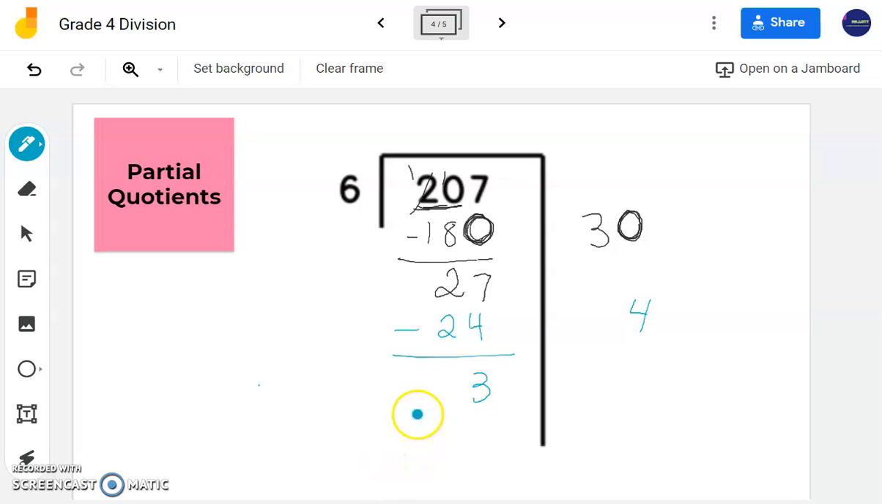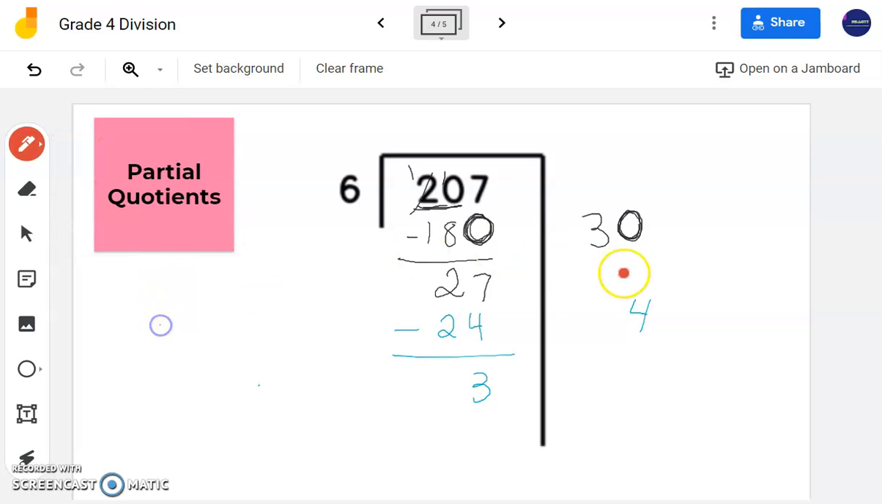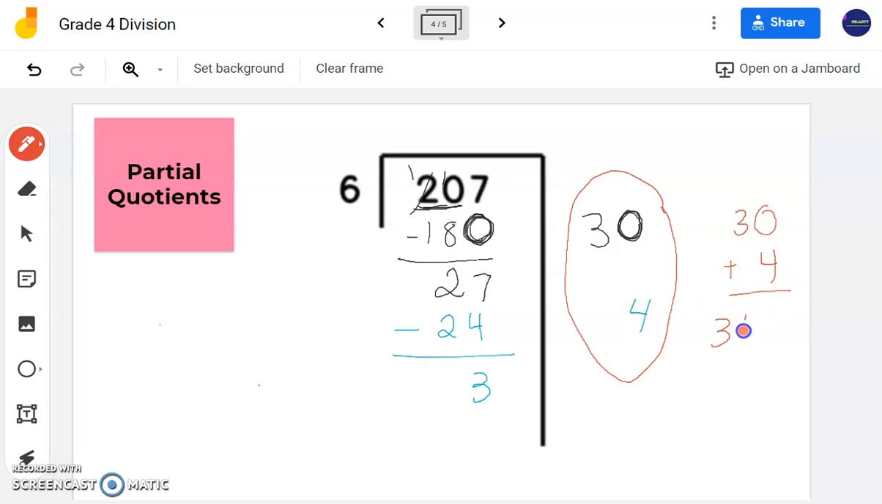Now we know 3 is right because we look at my divisor. We're creating groups of 6. Now I see here when I'm creating these groups of 6, I can't create another group of 6 with just the 3 left over, so I'm finished, and that's known as my remainder. But as we learned from the previous problems, we're close to being done. My next step is to simply add the numbers on the side. 30 plus 4 is 34. So my quotient is 34, remainder 3.